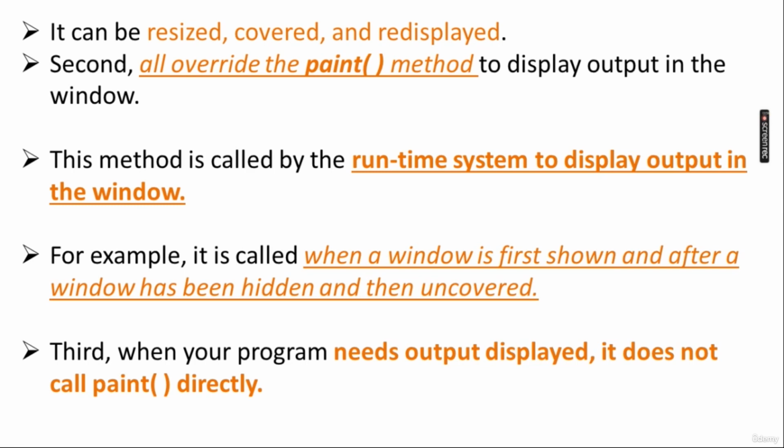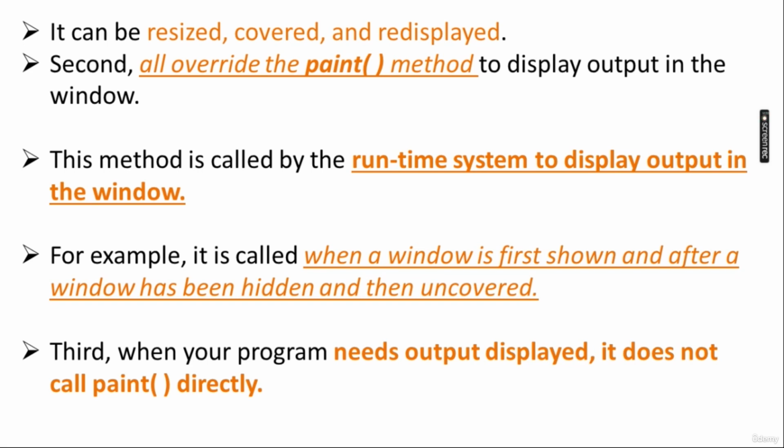It is called automatically. You don't have to call it. It will be called automatically by the runtime system to display output in the window. All you have to do is just implement or override the paint method. It is compulsory for all programs. Note it down. And you don't have to call this method. It will be called automatically.